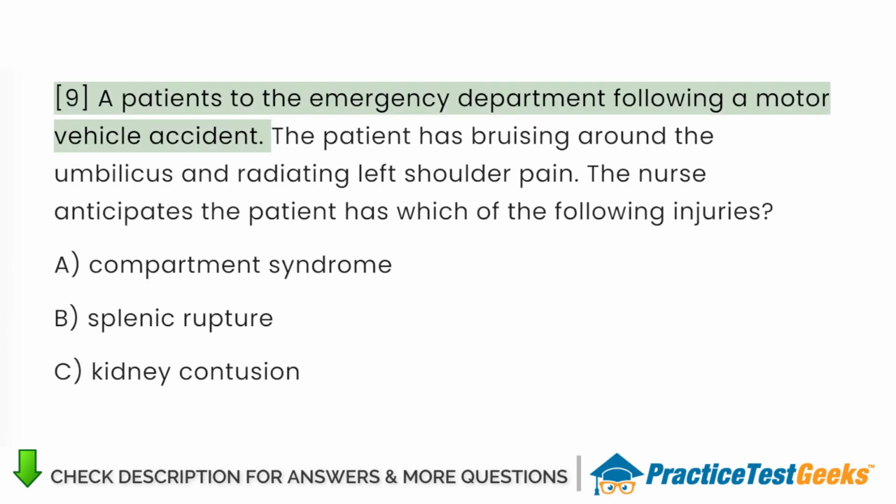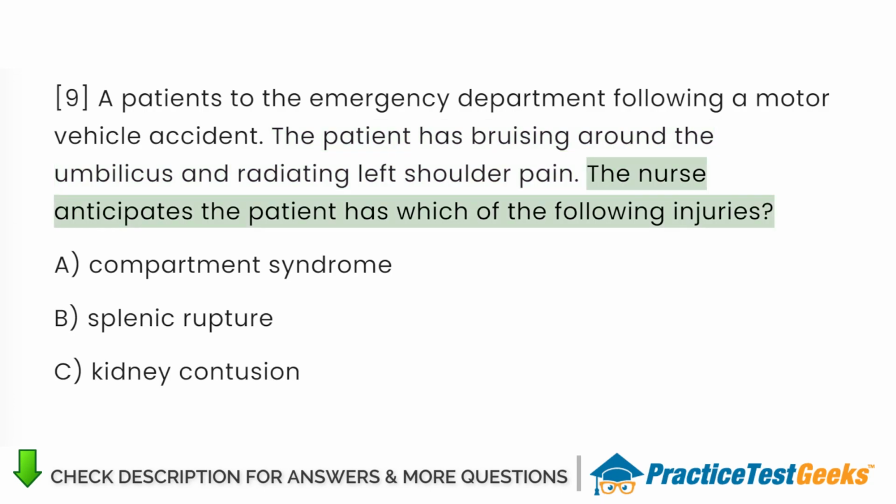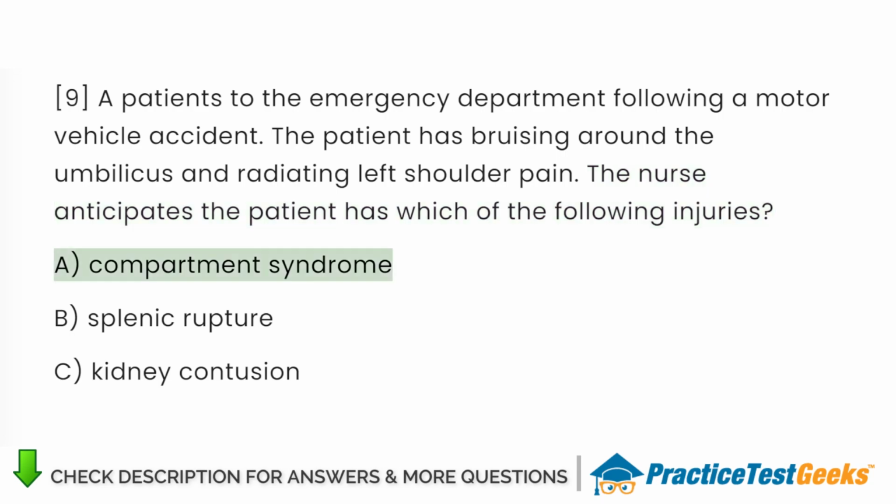A patient comes to the emergency department following a motor vehicle accident. The patient has bruising around the umbilicus and radiating left shoulder pain. The nurse anticipates the patient has which of the following injuries? A. Compartment syndrome. B. Splenic rupture. C. Kidney contusion.